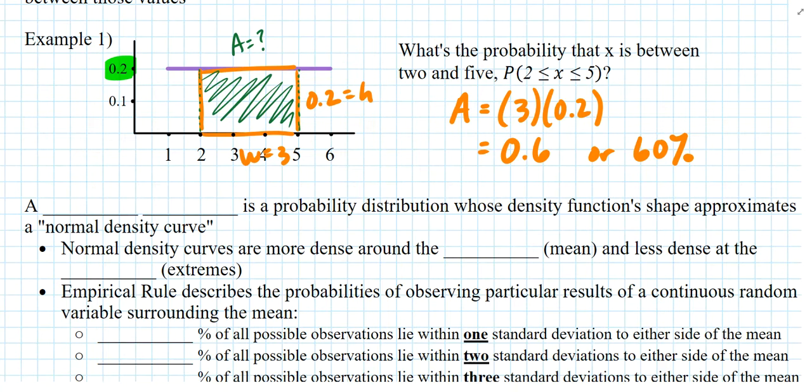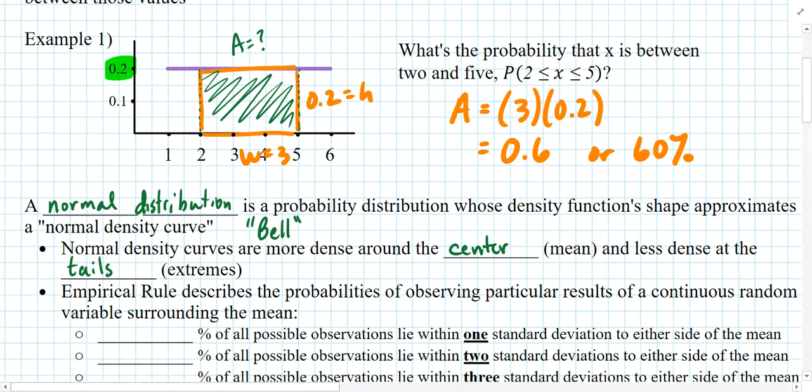Density curves are not always straight lines. Instead, continuous random variables very often follow a normal distribution, where the density function's shape approximates what is called a normal density curve, or sometimes a bell curve. Normal density curves are more dense around the center, or mean, and less dense at the tails, or extremes, which means results for trials tend to occur close to the mean value rather than much higher or lower than the mean.